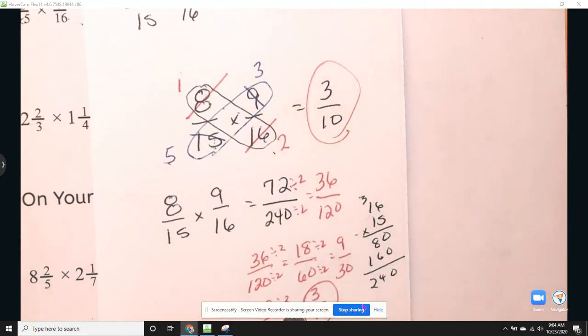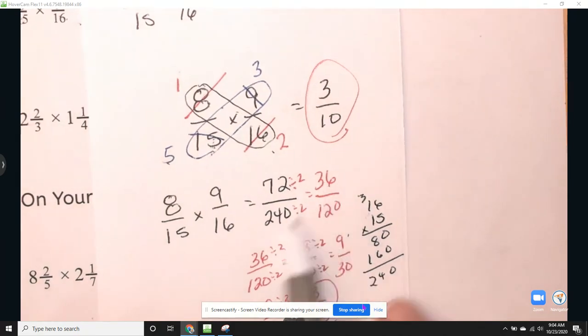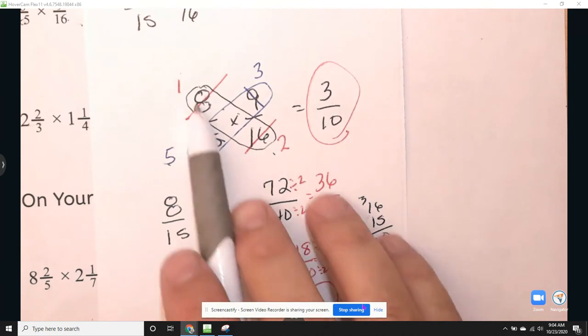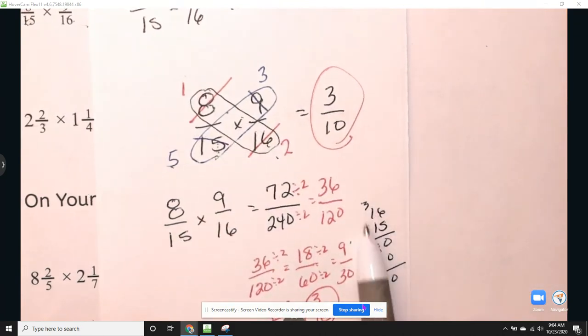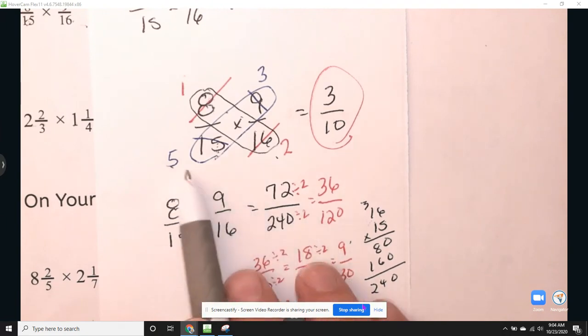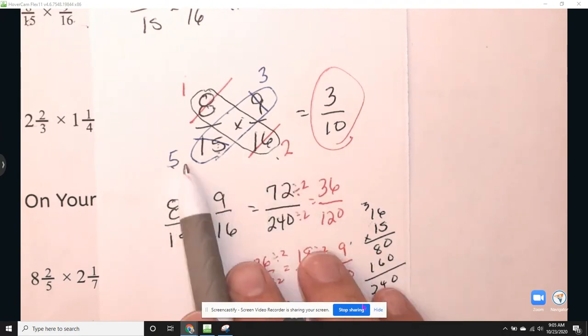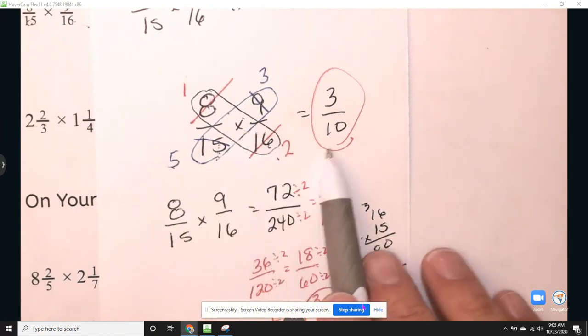So we look for a common factor between the numerator and the denominator before we multiply. It makes the math easier. There's less to simplify, and it makes multiplication easier. I had to do 8 times, 15 times 16 over here to get my 240, when here my denominator times denominator was just 5 times 2.